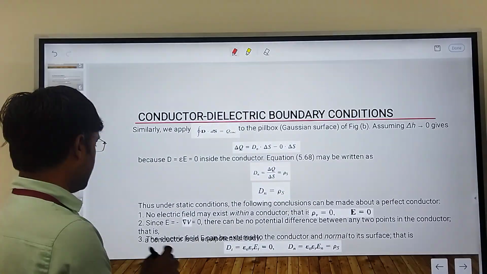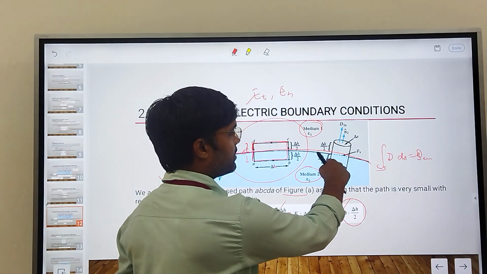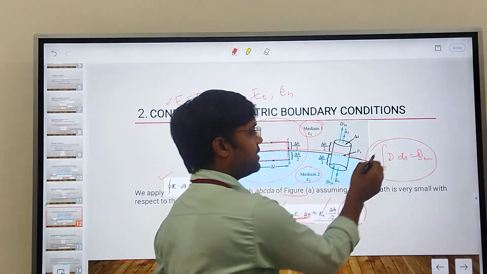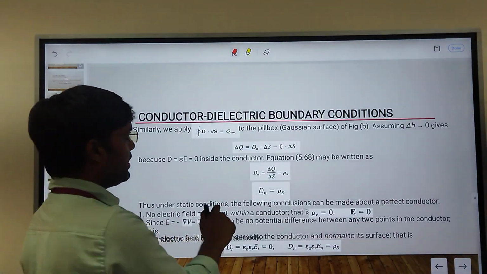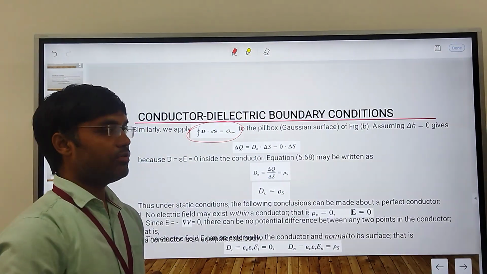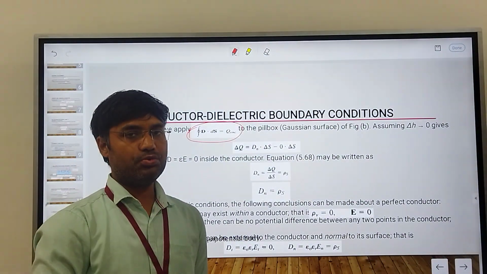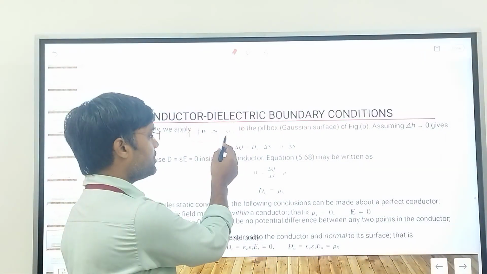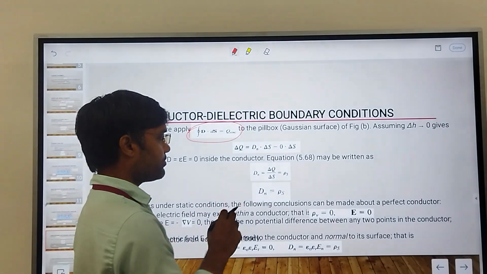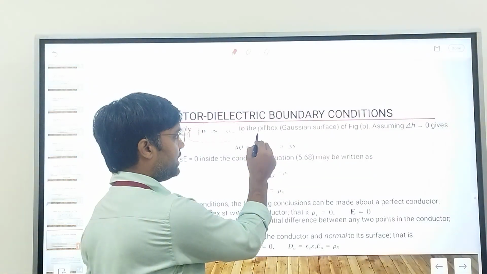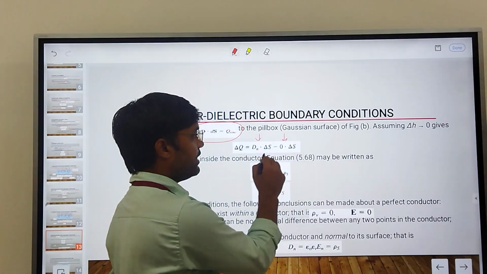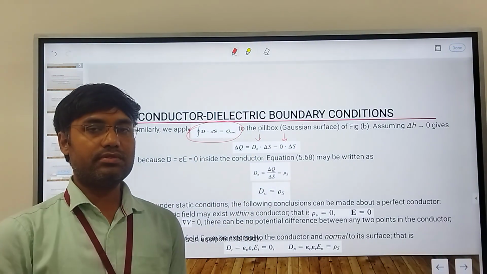So for the second figure, for this cylindrical pillbox Gaussian surface, we will apply Maxwell's equation, the integral of D dot dS equal to the charge enclosed, which is the total flux passing through it. So this is the flux passing out, which is taken as positive, and this is the negative term representing the flux leaving that surface.